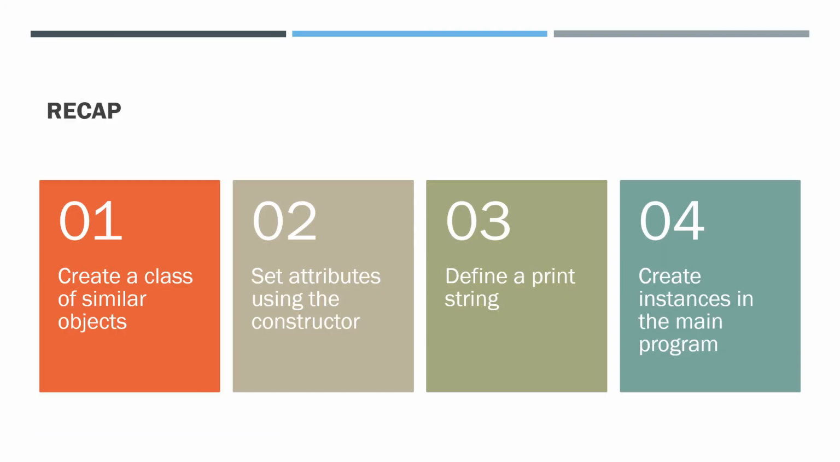So that's the end of the lesson. In this lesson, I've shown you how to create a class to define objects and set the attributes of objects within that class using a special type of procedure called a constructor. And then we investigated a function that we can create that returns a print string that the computer will use when it needs to represent the object as a string. And we can use these attributes to create instances in the main program. And the key thing to remember is we have to provide the parameters to match the constructor.